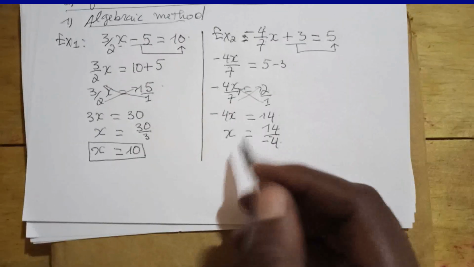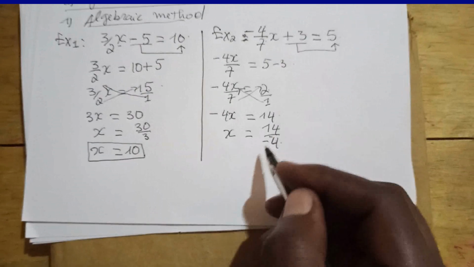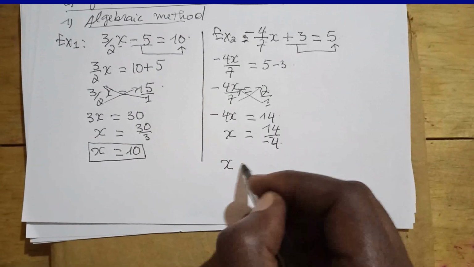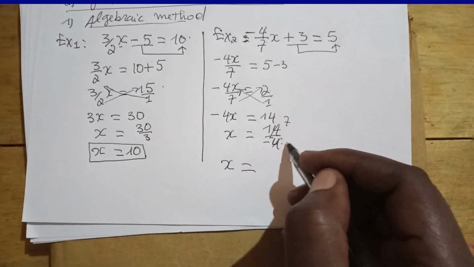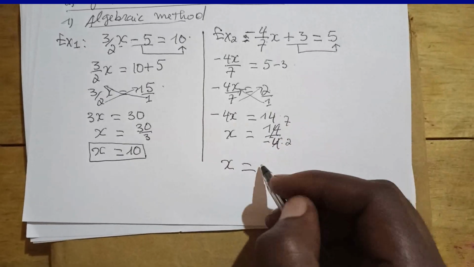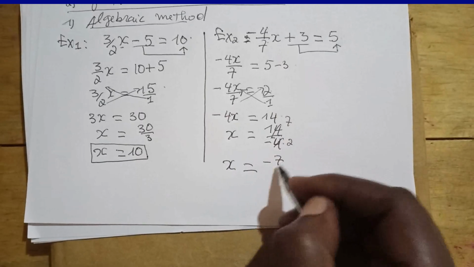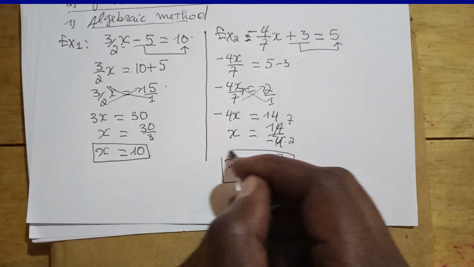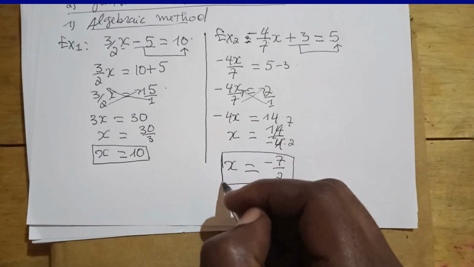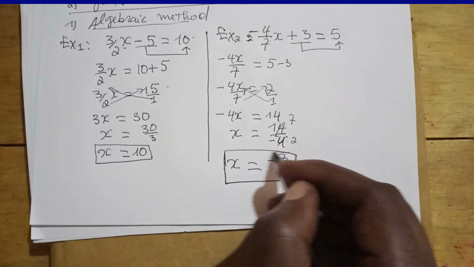Negative 4. So we are going to simplify by 2. Then x is equal to, simplify by 2. Here remaining 7, here remaining 2. Then x is equal to negative 7 over 2. That is how to solve a linear equation by using algebraic methods.